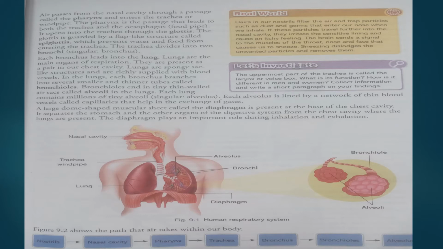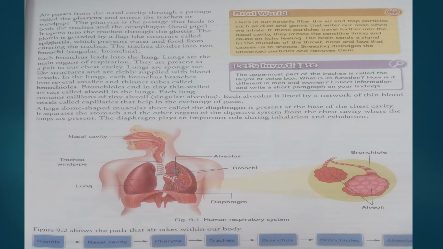Actually, respiration is the process by which energy is released from food in our body. The function of the respiratory system is to breathe in oxygen for respiration, producing energy, and to breathe out carbon dioxide. With the help of lungs, gases are exchanged between the blood and the air. The gases exchanged are oxygen and carbon dioxide.